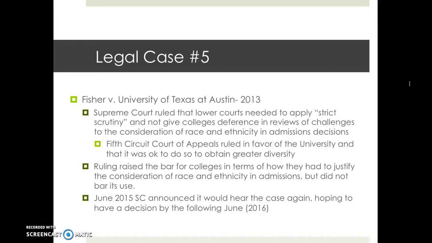But before it came to the Supreme Court the second time, the first Supreme Court, way back in 2013, ruled that these lower courts needed to have more evidence and apply strict scrutiny, and not give colleges deference in reviews of challenges to the consideration of race and ethnicity in admissions decisions. That's when the Fifth Circuit Court came back and ruled in favor of the university, saying it was okay to do so to obtain greater diversity. In essence, the ruling has raised the bar for colleges in terms of how to justify the consideration of race and ethnicity in admissions, but it did not bar the use of racial preference.